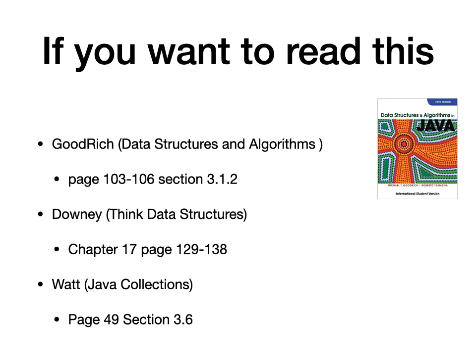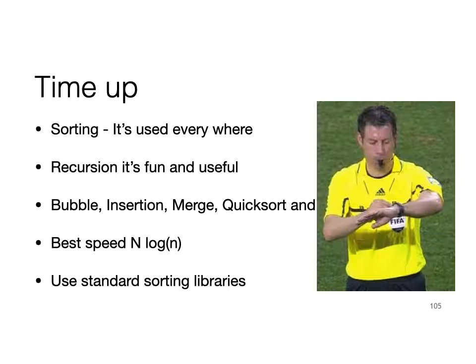So if you want to understand more about sorting, I would go away and look at the Data Structures and Algorithms book, that's page 103. Downey, the Think Data Structures book, we're looking at chapter 17. And the What Java Collections book, that's page 49. I would definitely go away and have a close look at that.